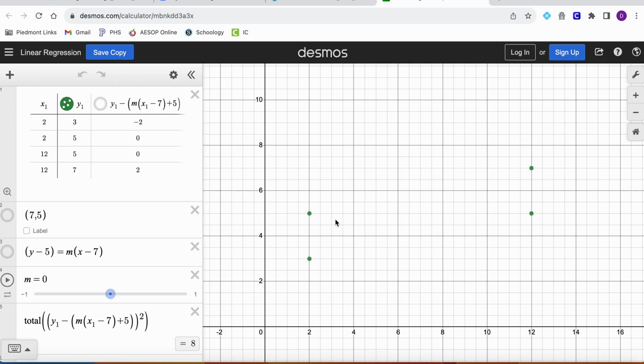Okay, so what we have here is 4 points: (2, 3), (2, 5), (12, 5), and (12, 7). I've put those points in a little table right here. You can ignore the rest of this stuff for right now; I'll bring these up in a few minutes. We want to find out where the line of best fit is for these 4 points.